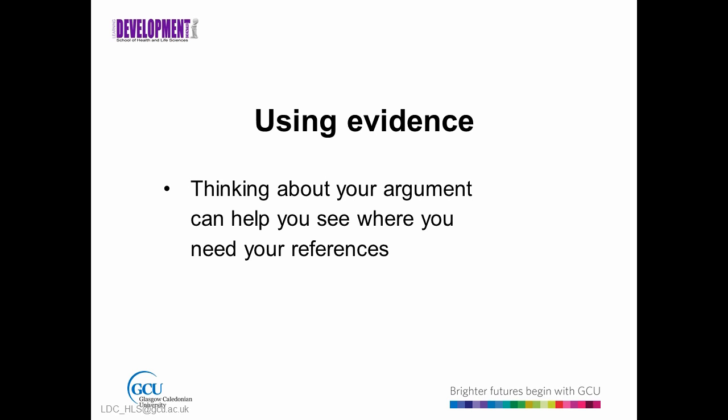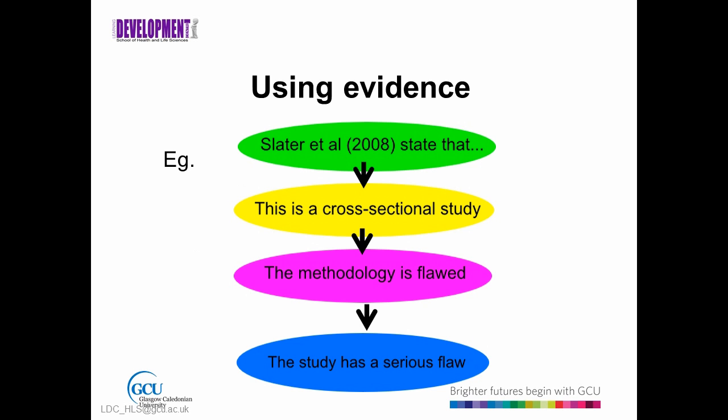If you think about your argument, backing up what you're saying, it can help you to see where you need your references. So let's say, for example, that you've had a look at a study and you've thought to yourself, no, there's a problem here. I've got to explain what this problem is, because talking about strengths and weaknesses will show your critical thinking in an assignment. So you're looking at a study and you realise it's got a flaw. And you say to yourself, okay, is that enough? If I just say this study has a serious flaw, will that be enough for my reader? Will they say, okay, tick, that's great.